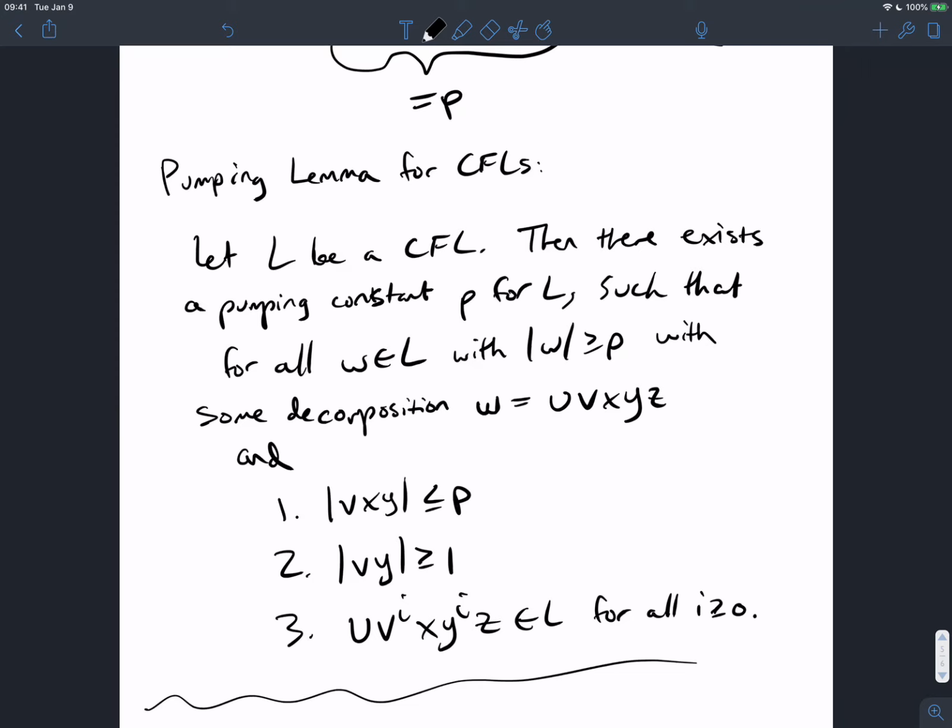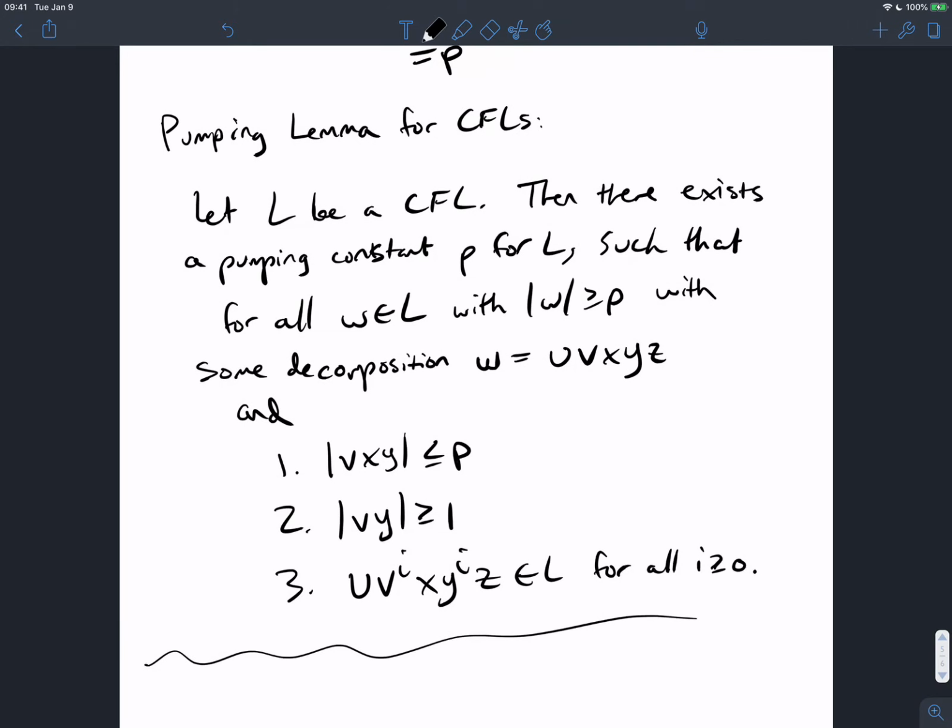We have to only look at the strings of length at least p? Yes. The language can contain strings shorter than that. Oh, good question. Is that on the quiz tonight? The one where if there's no string of length at least p, could you guarantee something about the language? Or was that on an earlier quiz? I forget.